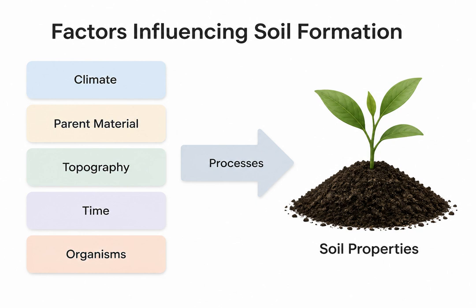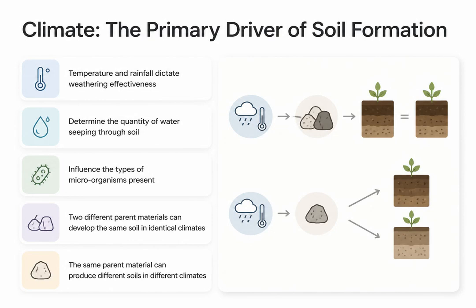The properties of any soil depend heavily on 5 major factors: climate, parent material, topography, time, and organisms. These elements drive the geological and biological processes that eventually give us the specific soil properties we see today. Temperature and rainfall are arguably the most critical factors in soil formation.